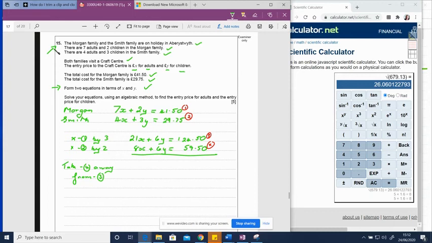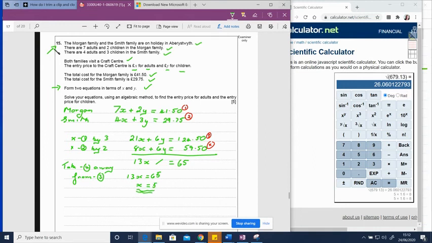So 21x minus 8x gives me 13x. 6y minus 6y is nothing. 124.50 less 59.50 is 65. So I can say that 13x is equal to 65. So therefore divide both sides by 13. So x is equal to 5.